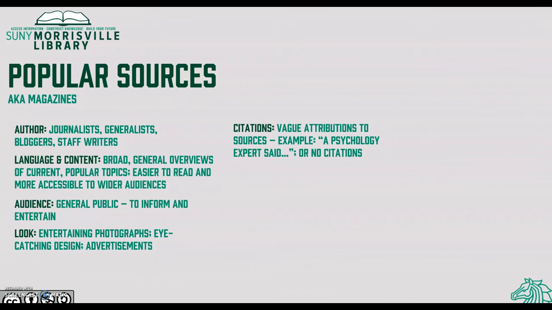Citations usually are not found in popular articles, and authors use vague attributions to sources. For example, "a psychology expert said." This can be frustrating when the reader wants to learn more about a topic and they cannot read where the original author got their information from. Before publication, in-house editors review the articles, or, in some cases, the articles only go through a self-revision process.